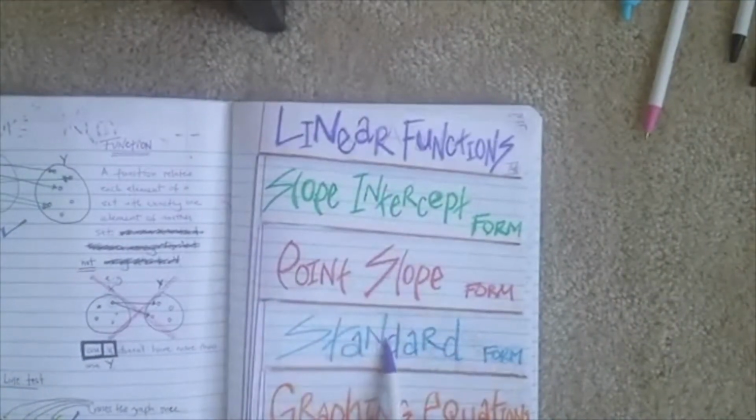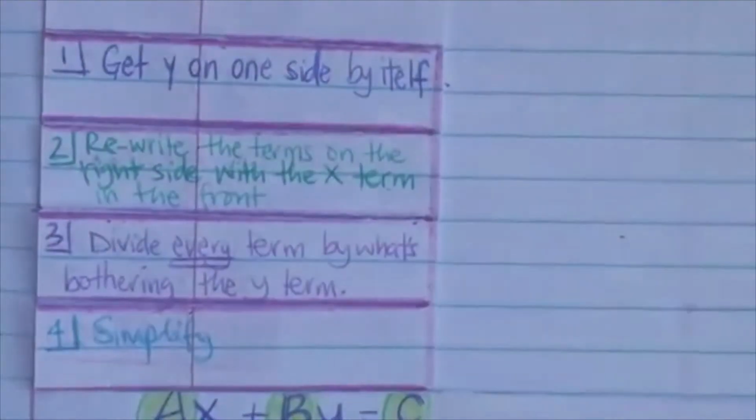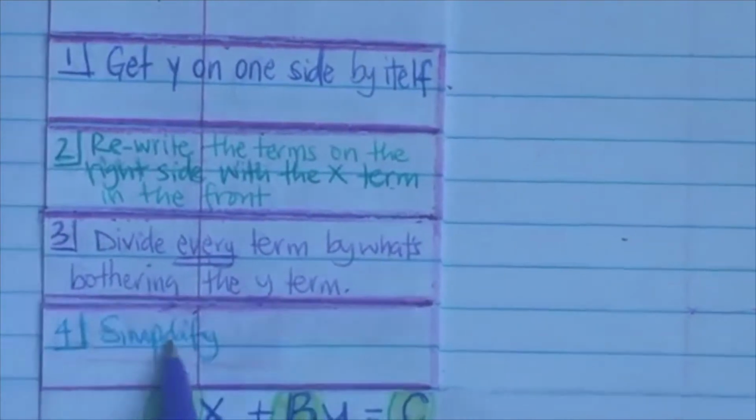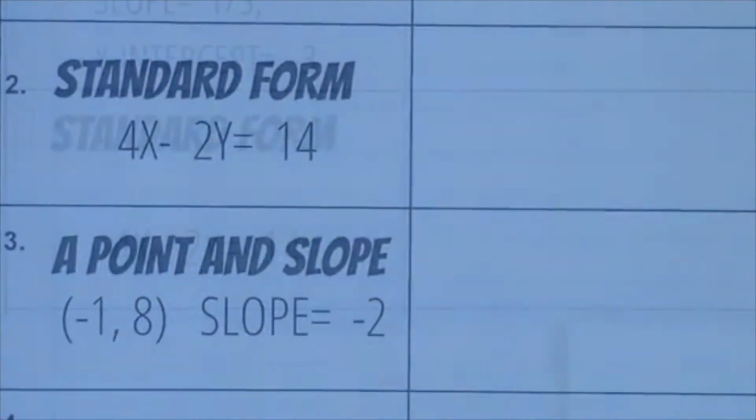What if you're given standard form? Now standard form has basically an x and a y. You go to standard form, ax plus by equals c, where a, b, and c are constants. You get y by itself, rewrite the terms on the right side, divide every term by what's beside the y, and you simplify. So we've already done this, but we're going to go ahead and do it again.